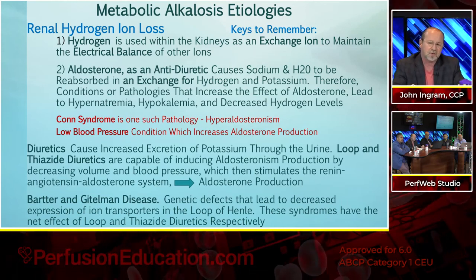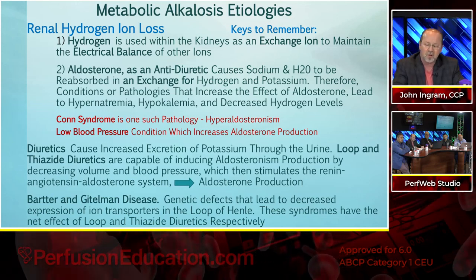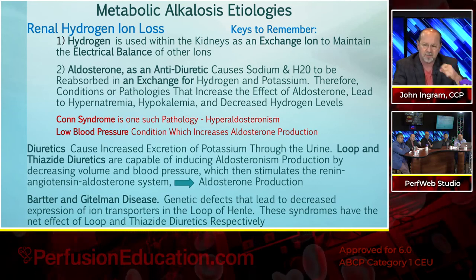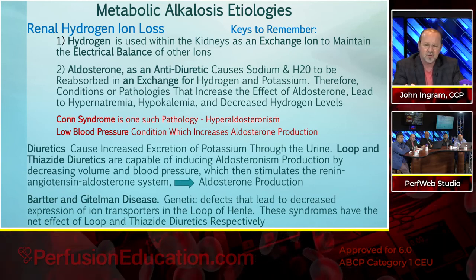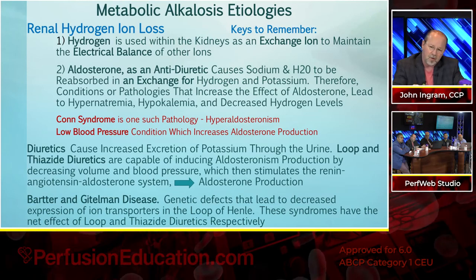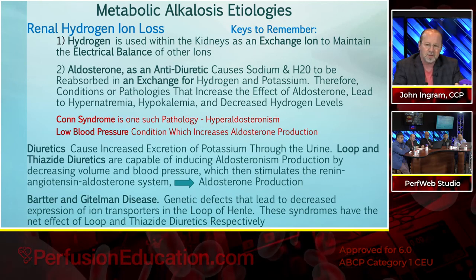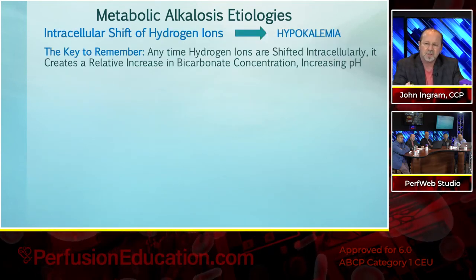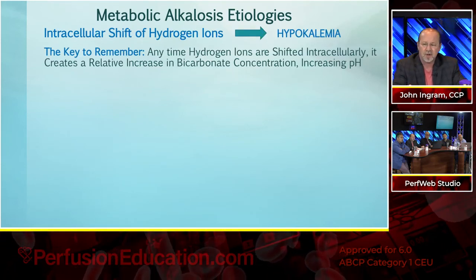So now there are two genetic defects that are out there. They're pretty rare, but you see them whenever you read something about metabolic alkalosis. This came up in every article I read. Bartter and Gitelman disease are genetic defects. They're rare, but they lead to decreased expression of ion transporters in the loop of Henle. These syndromes have the net effect of the loop and thiazide diuretics respectively. In fact, Bartter syndrome almost mimics what a loop diuretic would do, and Gitelman disease mimics what a thiazide diuretic would do. It's just interesting.